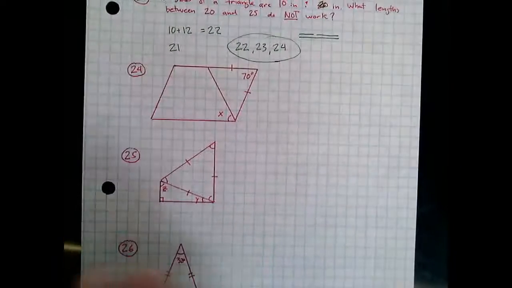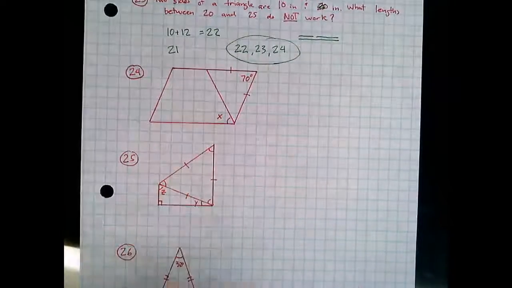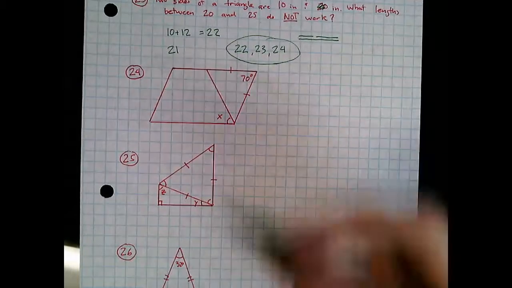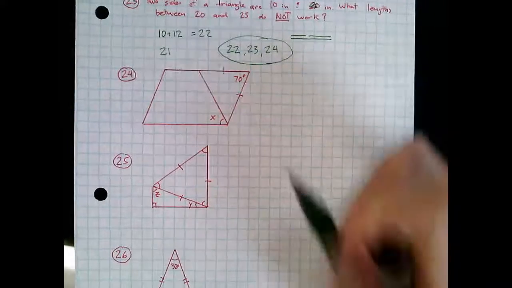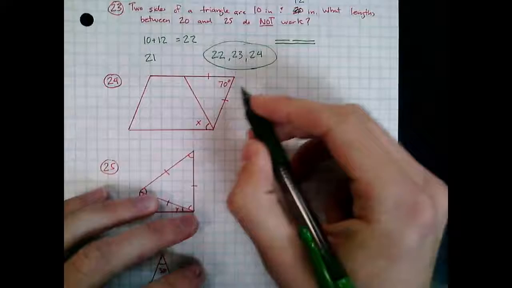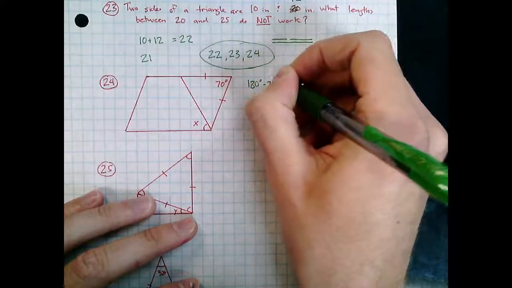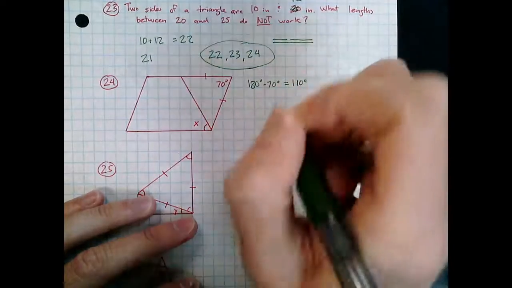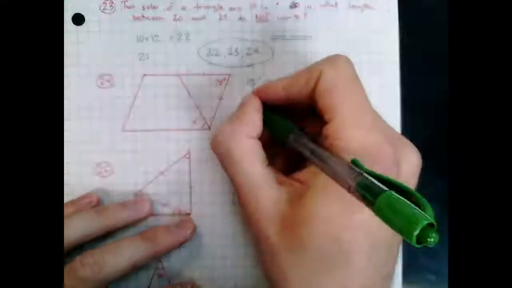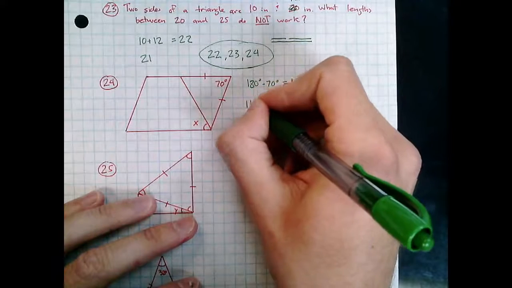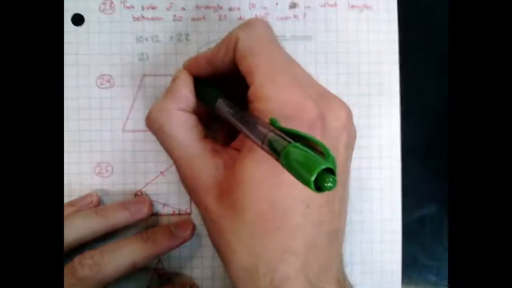All right, 24. They tell us some specifics about this. This is a parallelogram, and we need to find this length. Well, if I know that this is 70 degrees and that this is isosceles, these two angles have to be equal to each other. And they have to be whatever 180 minus 70 degrees is. 110. So together, these two equal angles equal 110 degrees, which means each one is 110 divided by 2. Each of these is 55 degrees.